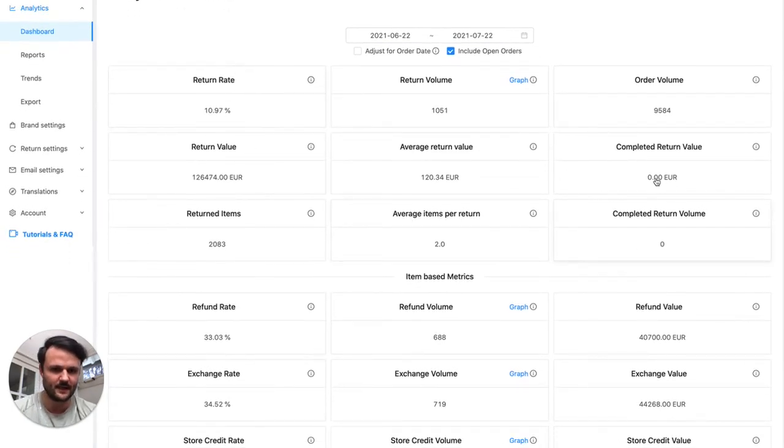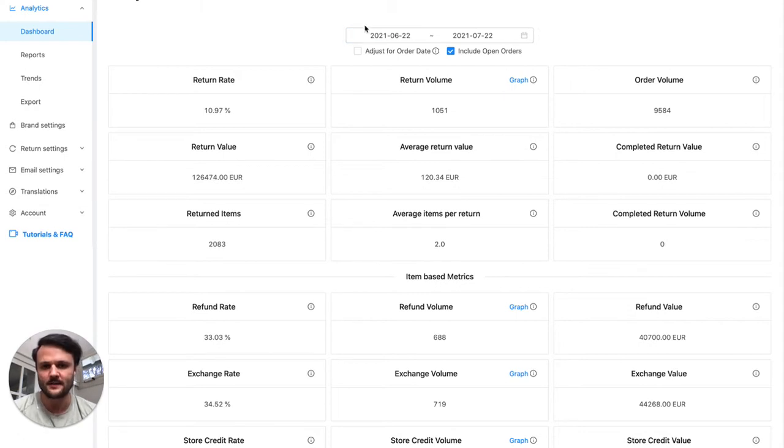First section is basically on a return level. So it gives you a broad overview of your business, how it is performing in terms of returns, return rates. So how many returns did you have in, for example, a specific time frame in relation to the order volume you had on your store, right?